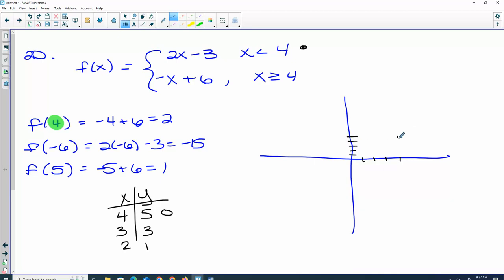So it started here with an open circle. 3, 3. 2, 1. And it's continuing for everything less than 4, so it keeps going.